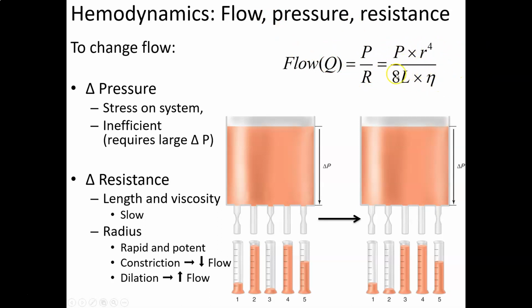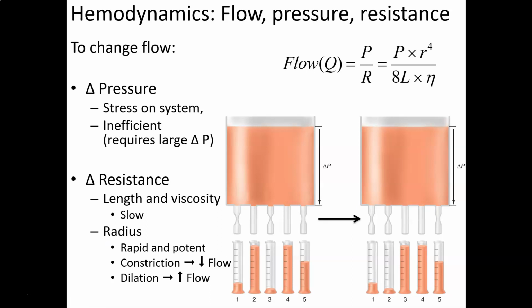So I can't immediately change my blood pressure to change my blood flow at all because of the high need for the differences in pressure. And I cannot change my length or viscosity appreciably, and especially fast enough to have an effect on flow. So the only thing that's left is changing the radius. And again, the radius is the way we primarily control blood flow and blood pressure because it's rapid, it's potent.